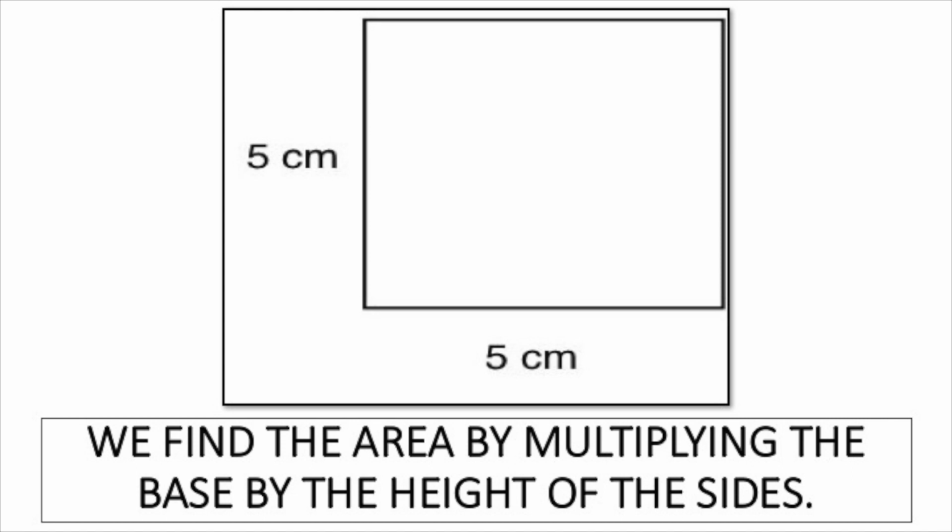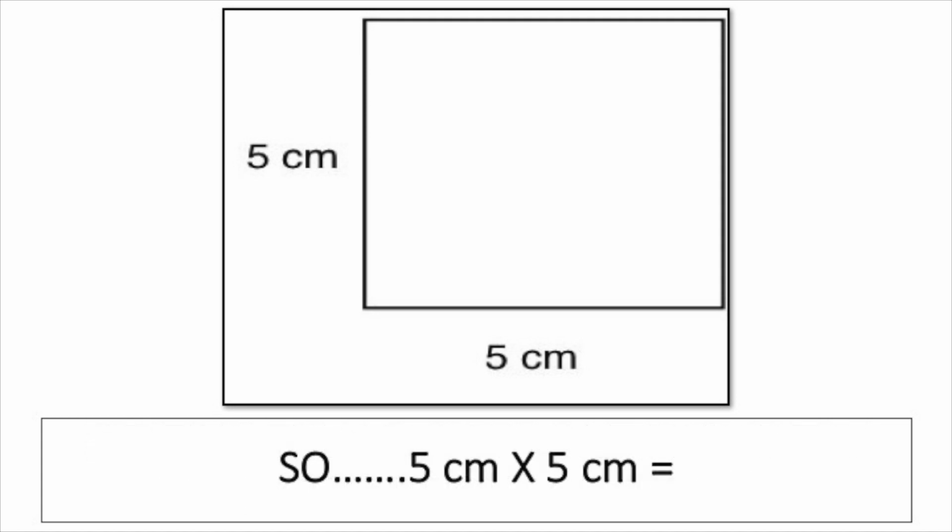Here we have a base of 5 centimeters. And then the height is also 5 centimeters, because all sides of a square are the same. So 5 centimeters times 5 centimeters equals 25 centimeters. Well done. 5 times 5 is 25. So we say 25 centimeters. But is that correct? 25 centimeters? Or am I forgetting something?